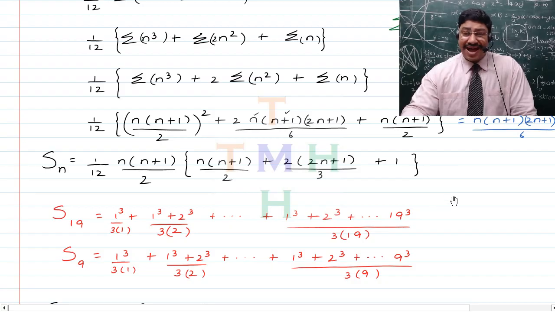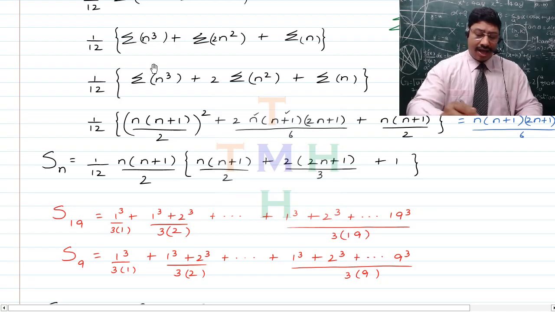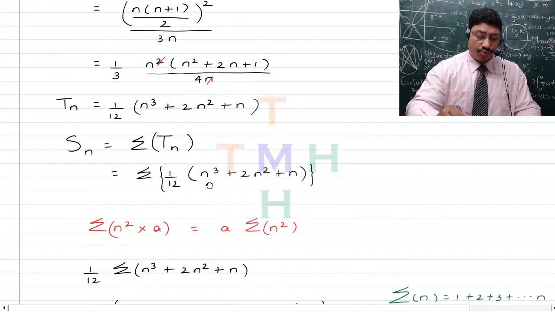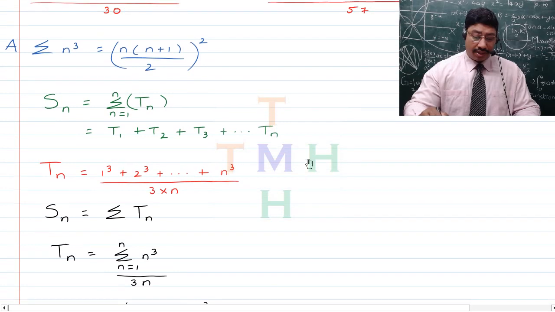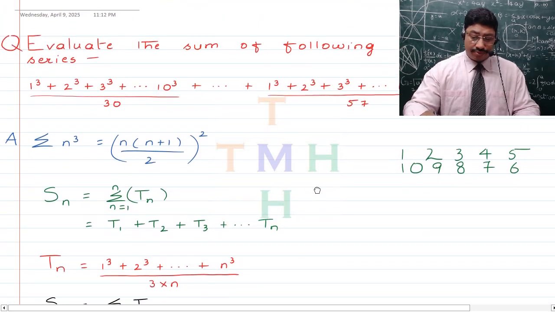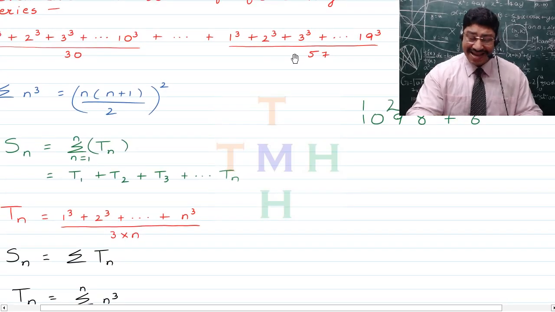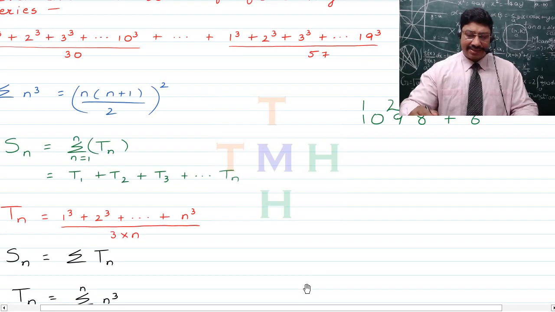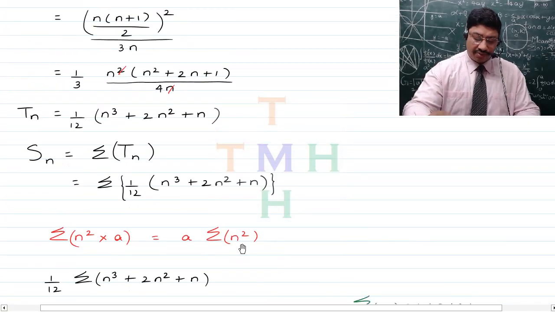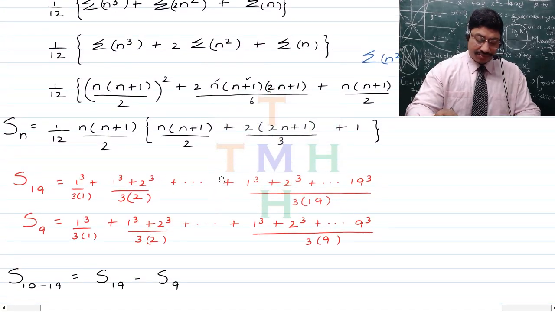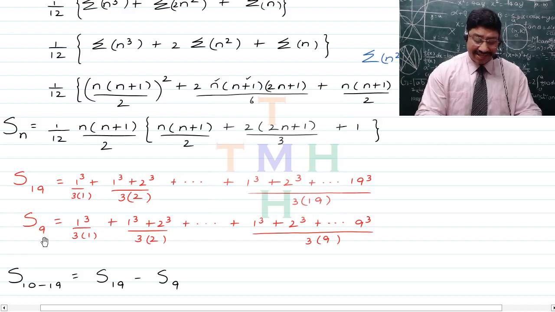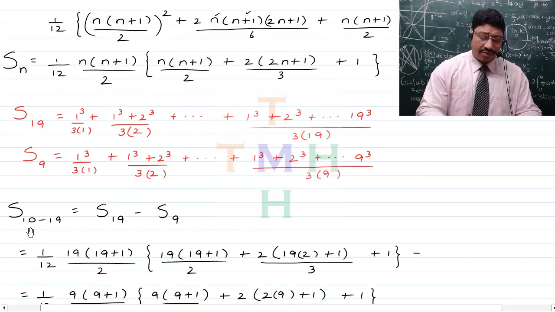Now children, remember, as you will find out from 1 cube plus 2 cube and so on up to 10 cube, up to 1 cube plus 2 cube, up to 19 cube, right? So as such, what we require to do is subtract S10 from S19, right? And as such, we'll be able to get to the answer. So here this is what is done. First S19 is found out, then S9 is found out, then we find out the mutual subtraction to get the sum of the terms from S10 to 19, right? This is how it has been named.